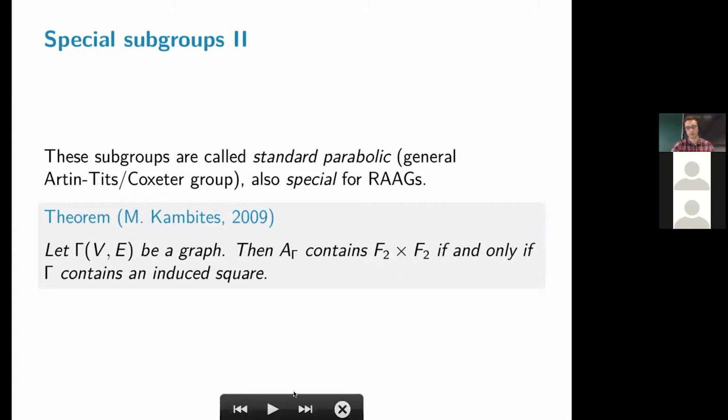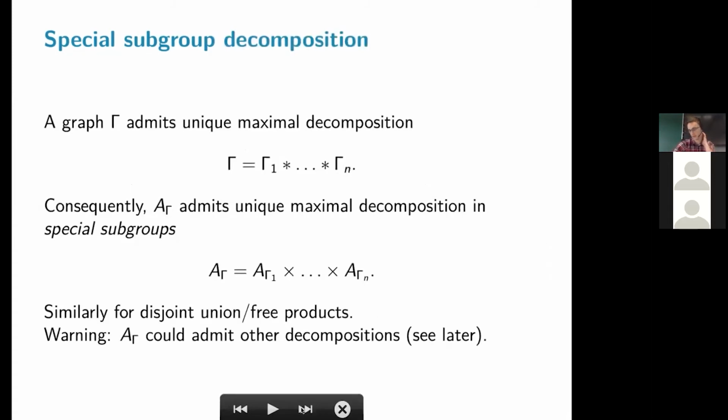Another way is that you can decompose your right-angled Artin group as a direct product of special subgroups. So on the level of graphs, every graph that is finite, I should say, admits a unique maximal decomposition as a simplicial join. Constructing one is just a greedy algorithm: try to split every factor in a simplicial join until you can't. This will end because your graph is finite. Proving uniqueness is a bit more involved, but not that difficult. But given this maximal decomposition, translate it into groups and you get a maximal decomposition of your right-angled Artin group as a product of special subgroups.